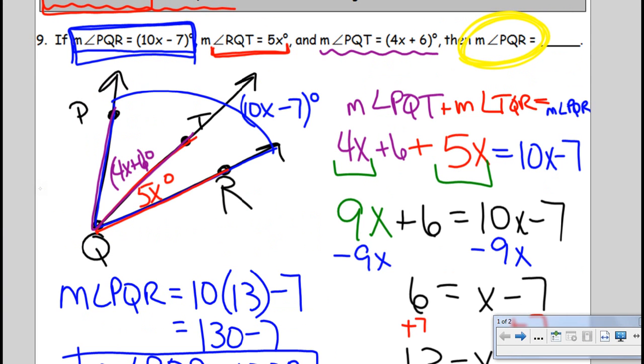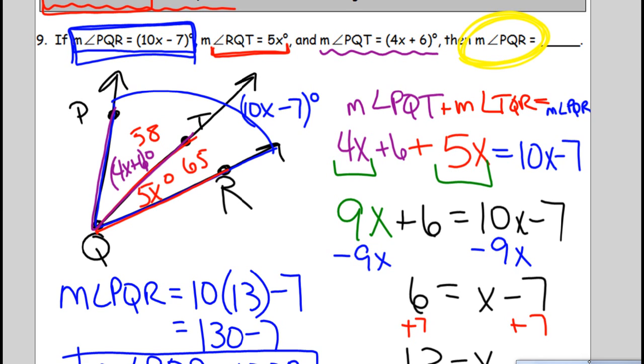And then remember, we have ways to double check this. I can go back and plug things into 4x plus 6. 4 times 13 should give me 52, plus 6 gives me 58. And 5 times 13 should give me 65. When I take 58 plus 65, I get 123. So I can double check my work to know that I've done this properly.